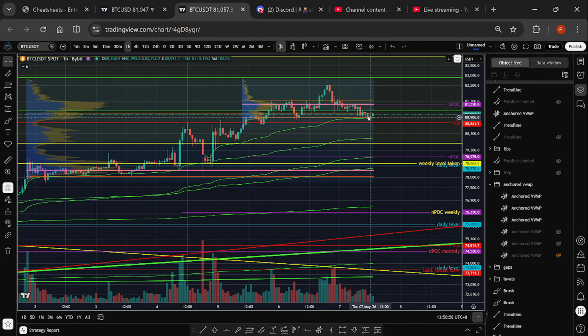Which is probably right about here if we have a move off here, or you wait for it to come down and take out this. That's the perfect setup. And the short, as I said.